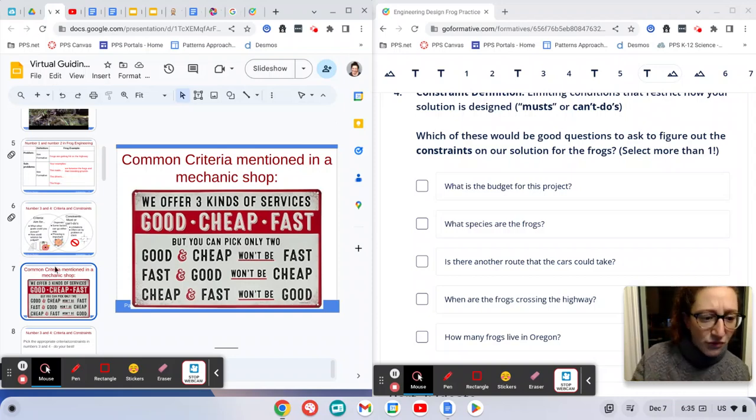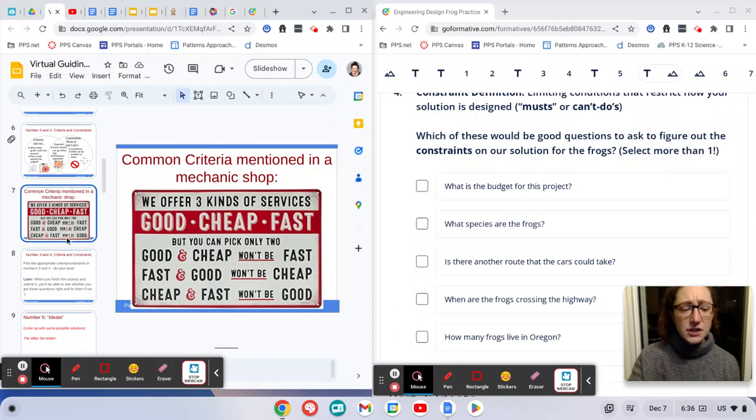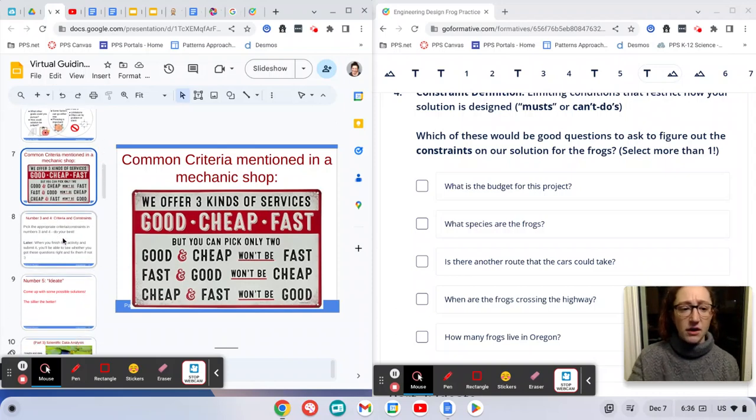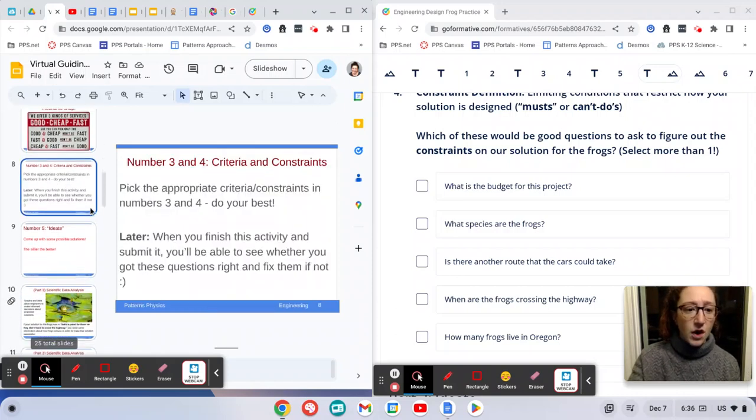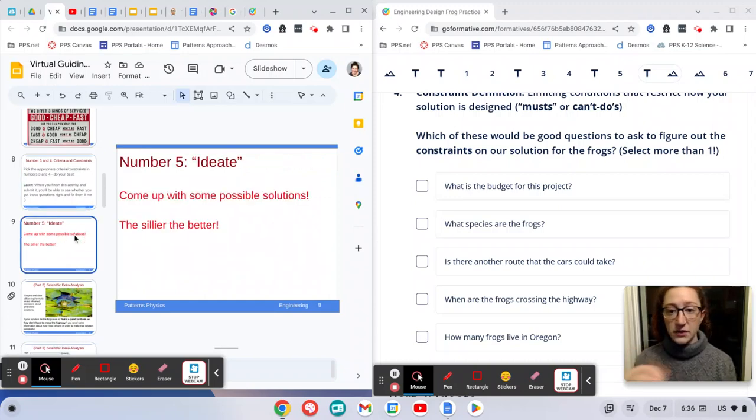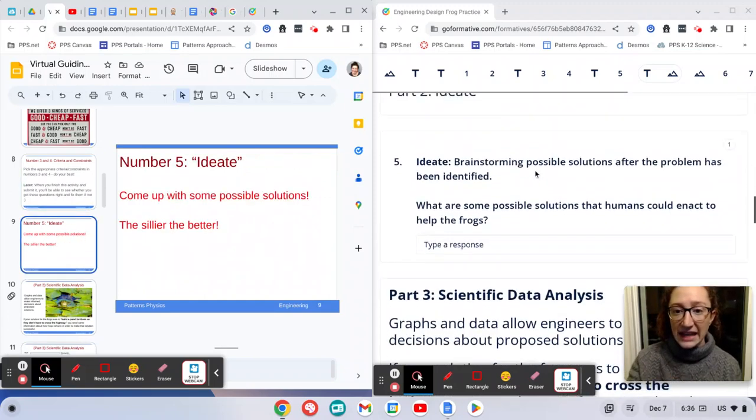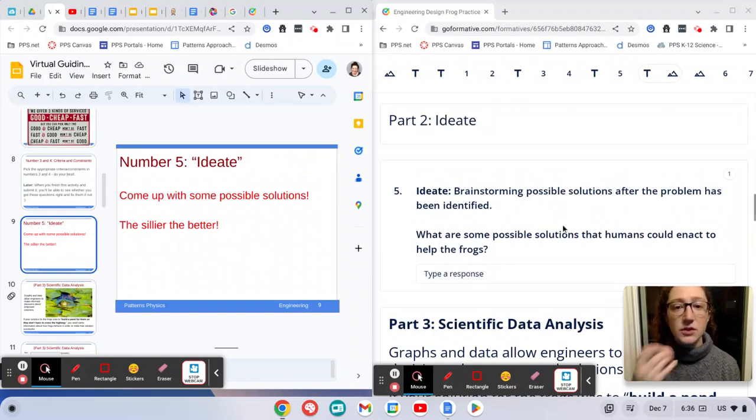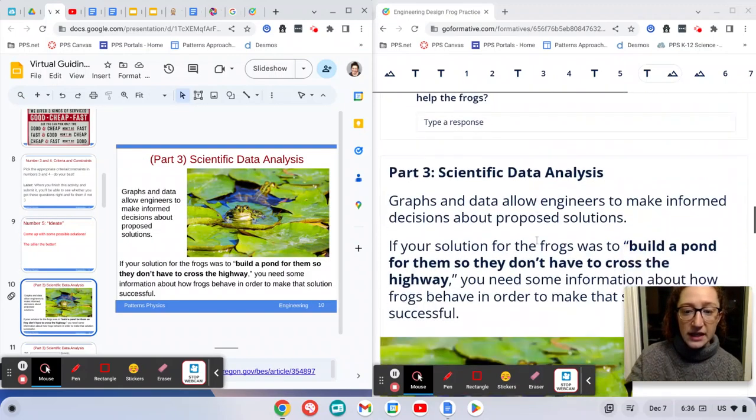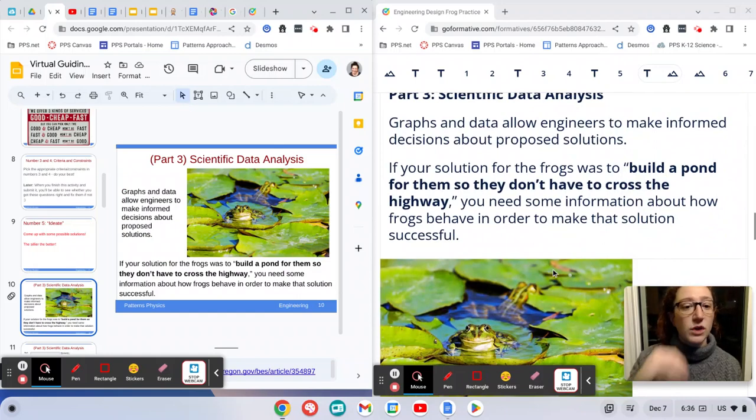So, okay. As you move through, you will see that there are these helper slides to help you through all of the different parts of this. So when you get to the ideate, you're coming up with some solutions, come up with some silly things. Truly, the sillier the better. And then when you get to part 3, that's where we start to bring some of that science in, and we're going to be looking at some data that is testing one of those possible solutions.